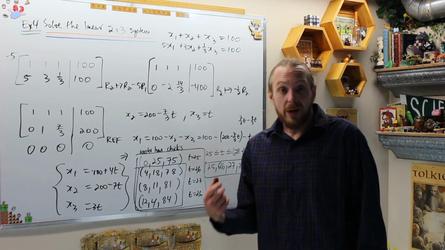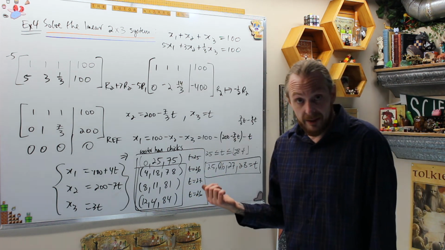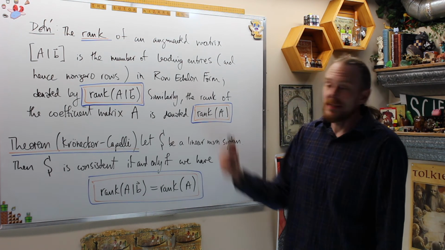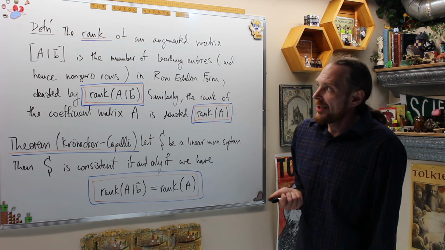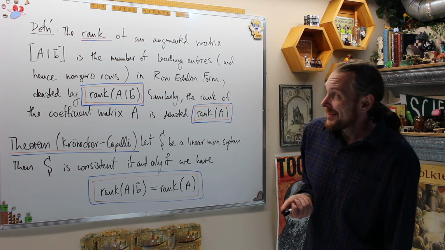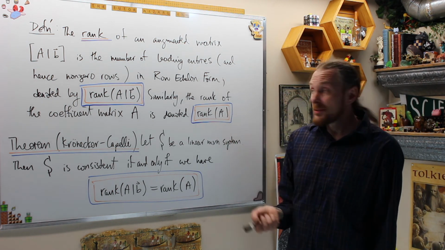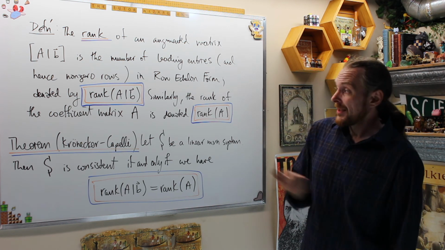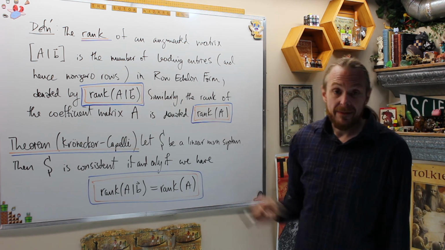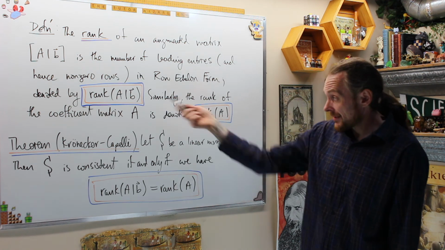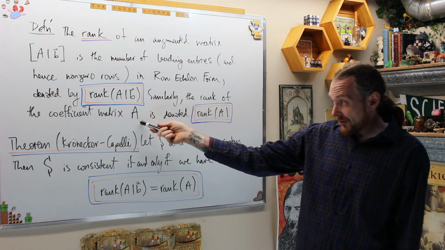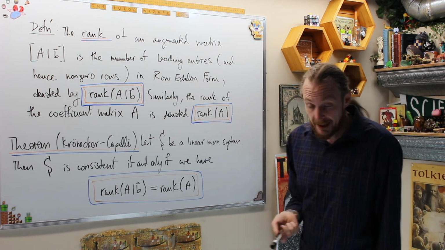Let's talk about rank and the Kronecker-Capelli theorem. To end off this video, the definition of rank of an augmented matrix is the number of leading entries and therefore the number of non-zero rows in row echelon form. This is denoted by rank AB for the augmented matrix, and similarly the rank of the coefficient matrix, just A, is denoted by rank A.